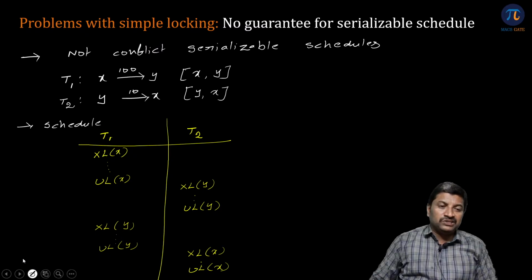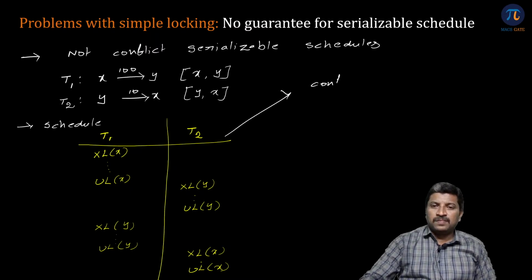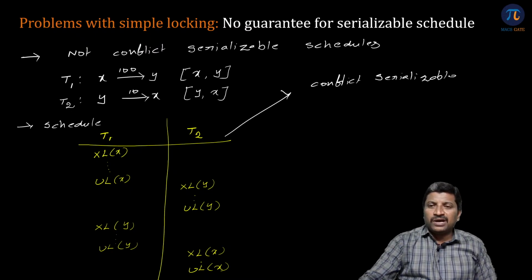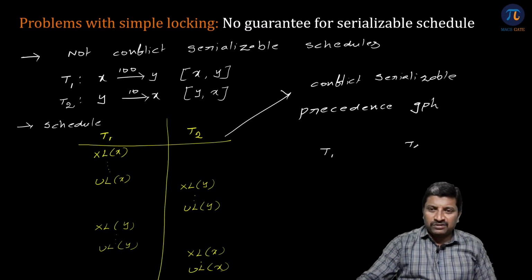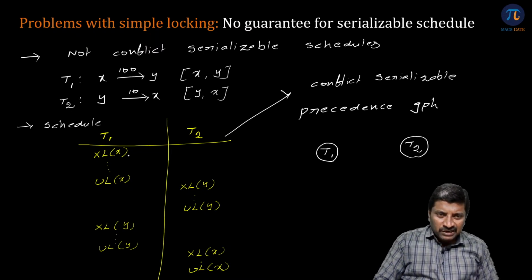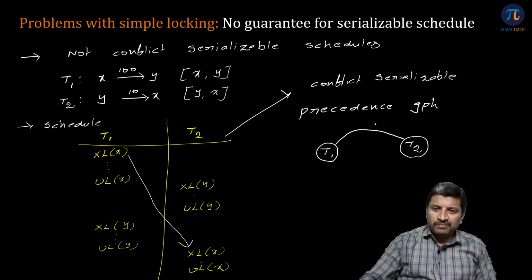Now the question is, is it conflict serializable? To verify conflict serializability, what are we supposed to do, sir? We need to draw the precedence graph. What is the precedence graph for this example, sir? We have two transactions, T1, T2. Right? What are the conflict operations? Can I have this conflict operation? Yes. So that means T1 should complete first, followed by T2. Right? So it should be like this.